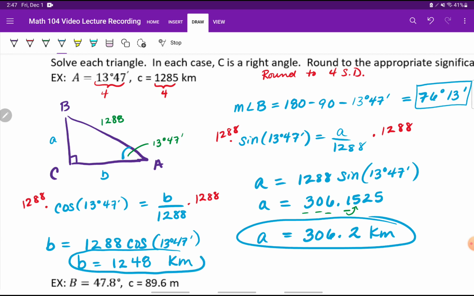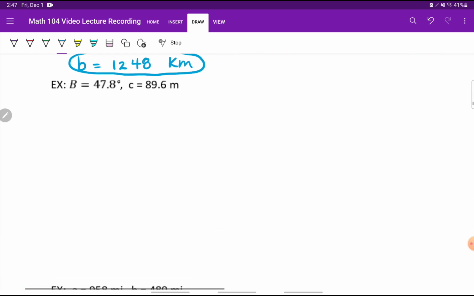I do want to point out how much bigger side B is than side A, but that makes total sense because the measure of angle B is so much greater than the measure of angle A. I use that kind of thing to check myself all the time, the fact that big sides are across from big angles. Let's do another.